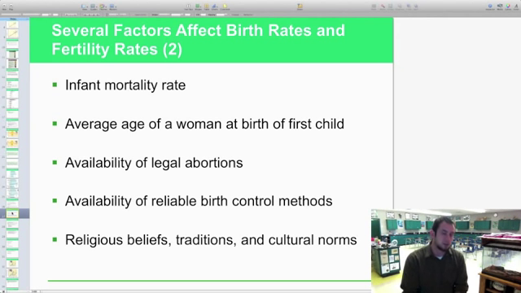Also, religious beliefs, traditions, and cultural norms have huge effects on whether or not children are born, or whether they use those last two methods I just talked about.